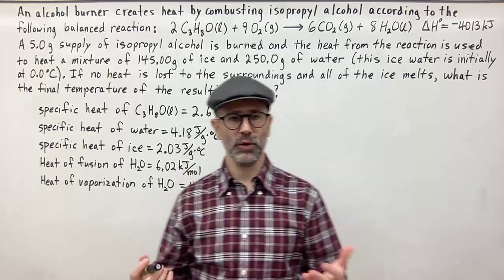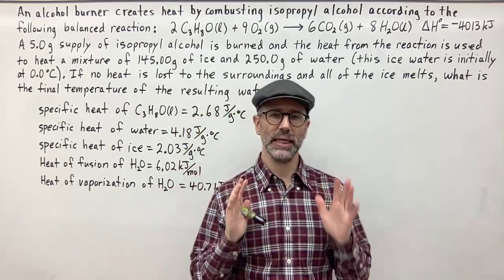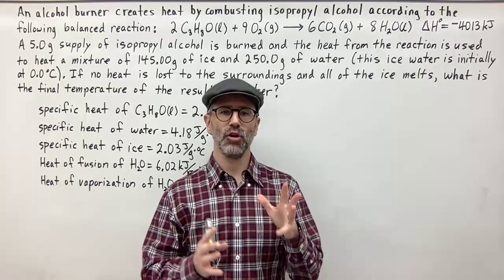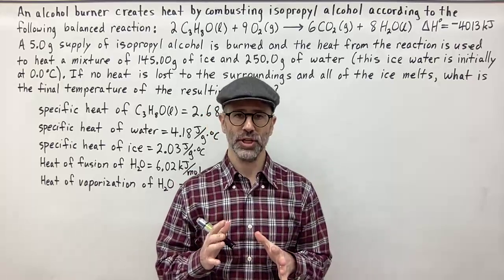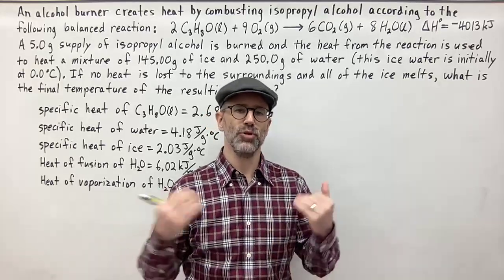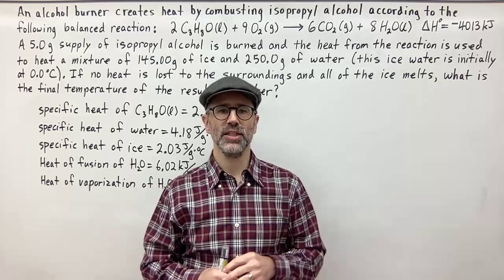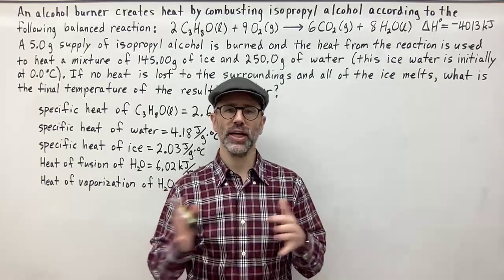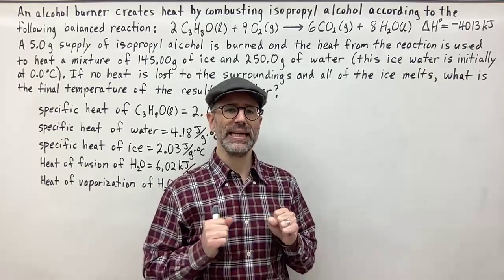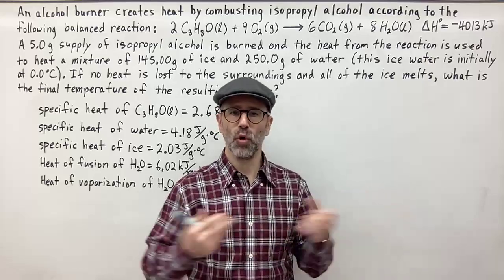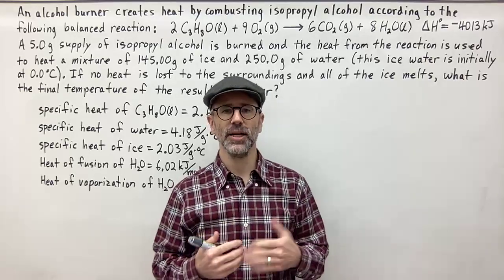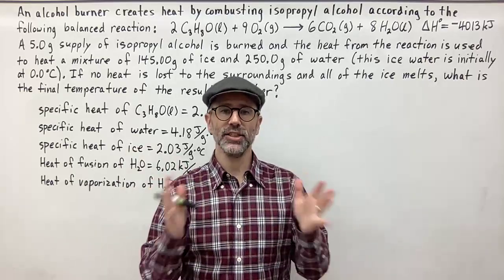So, where do we begin? Well, the first place you want to begin is writing down all of the Q values that are involved in either absorbing or releasing heat. Because, again, we're assuming that no heat is lost to the surroundings, so any heat that's released must be absorbed completely by something else, and we've got to list those things.